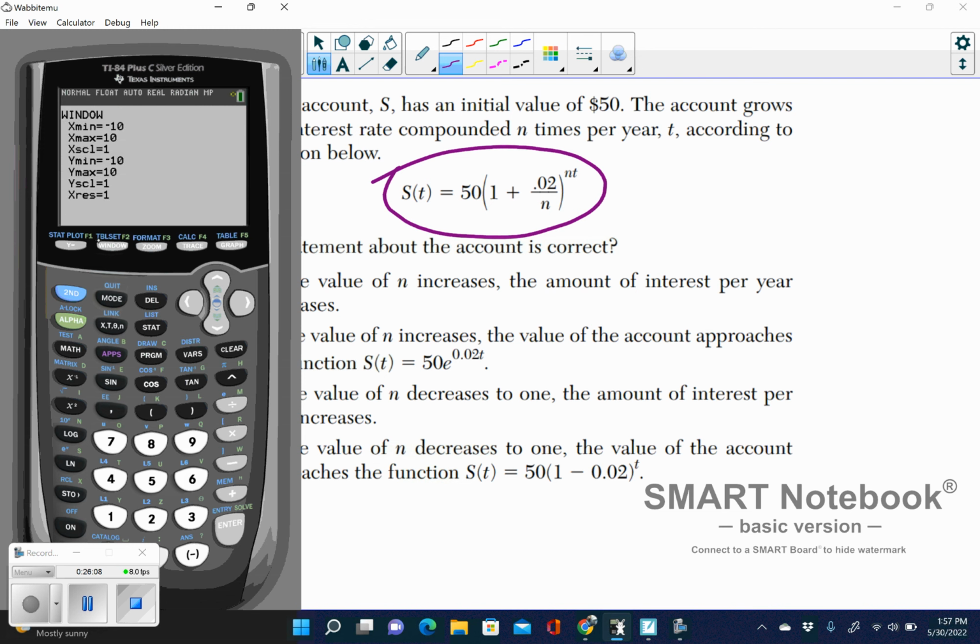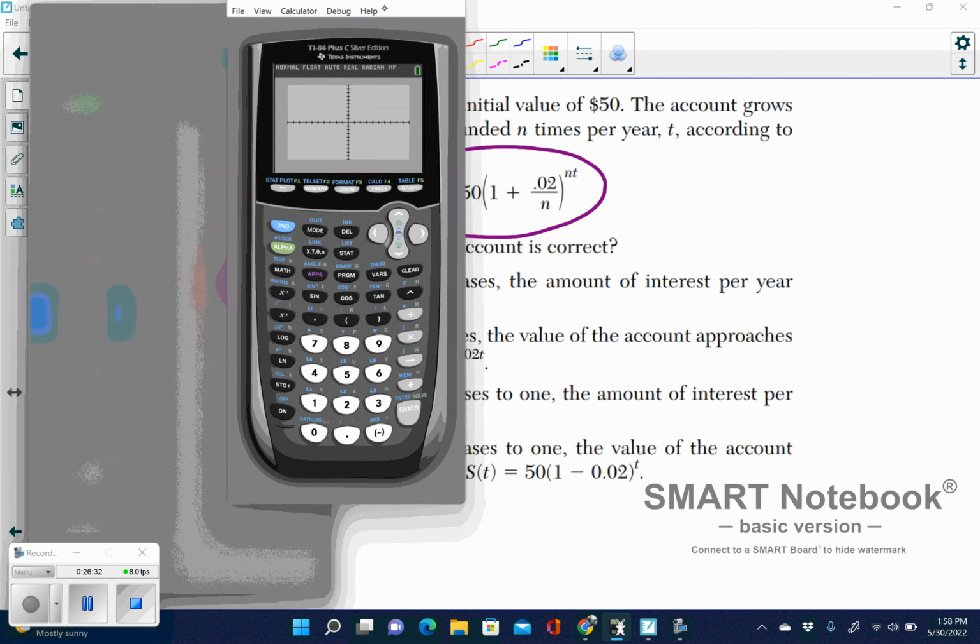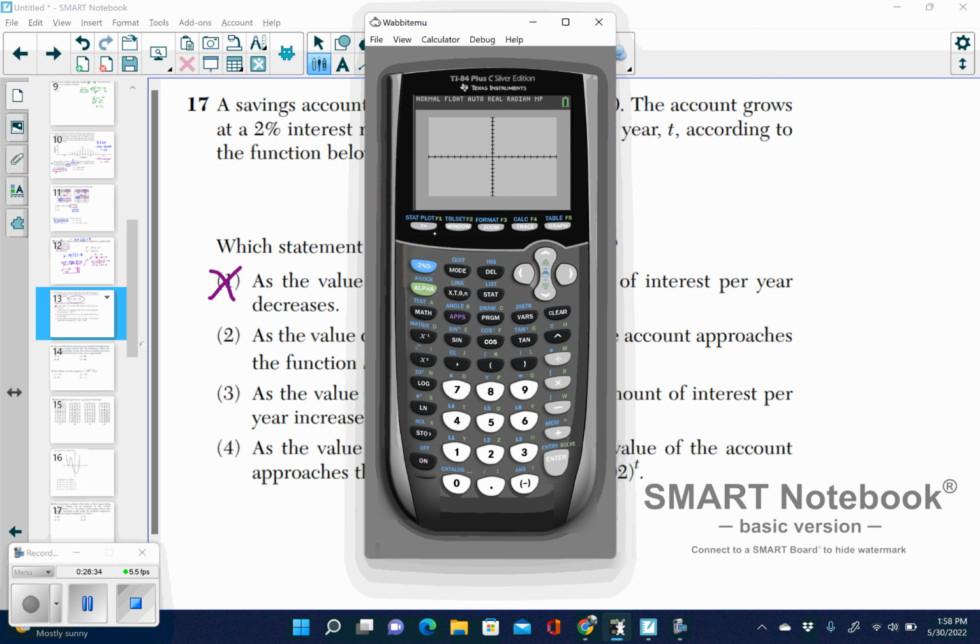I do want to show you one more thing about the window. Right now, if I hit graph, I won't be able to see anything because, as you can tell, the numbers are big, right? They're 50. I don't really care about my x. I care more about my y because it's 50, right? It's up here somewhere. So I'm going to hit window. Come on, calculator, work with me. All right, and I'm going to change my y max. Since it's at 50, I'll just be dramatic and put 100. And then when I hit graph, now I should be able to actually see it.